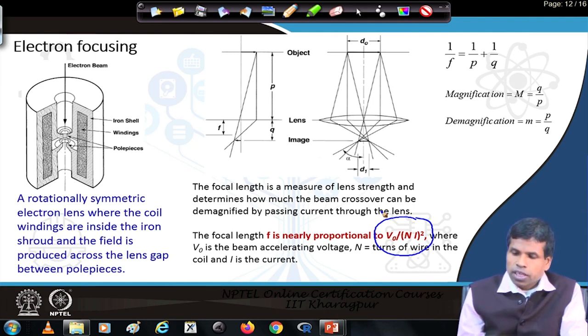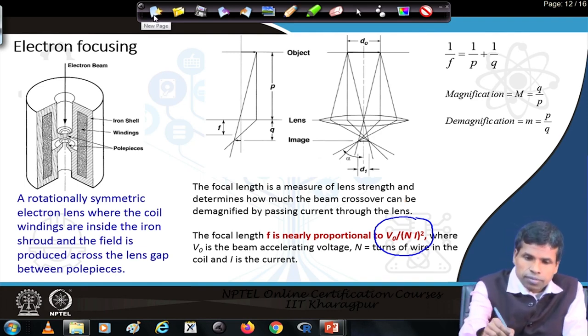As you see, if the current is small, then f will be large, so the focal length will be large. On the other hand, if the current in the lens is more, then we will have a much smaller focal length. Similarly, if the accelerating voltage is larger, then we have a larger focal length. A larger focal length will produce a beam size which is a little wider or bigger.